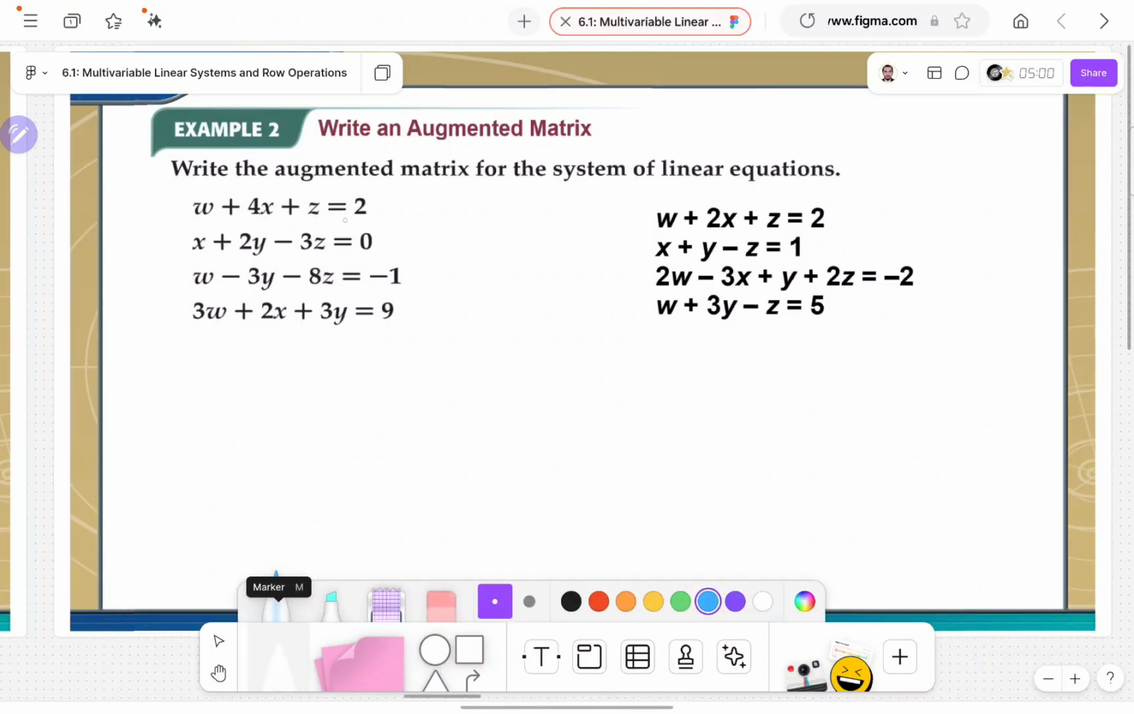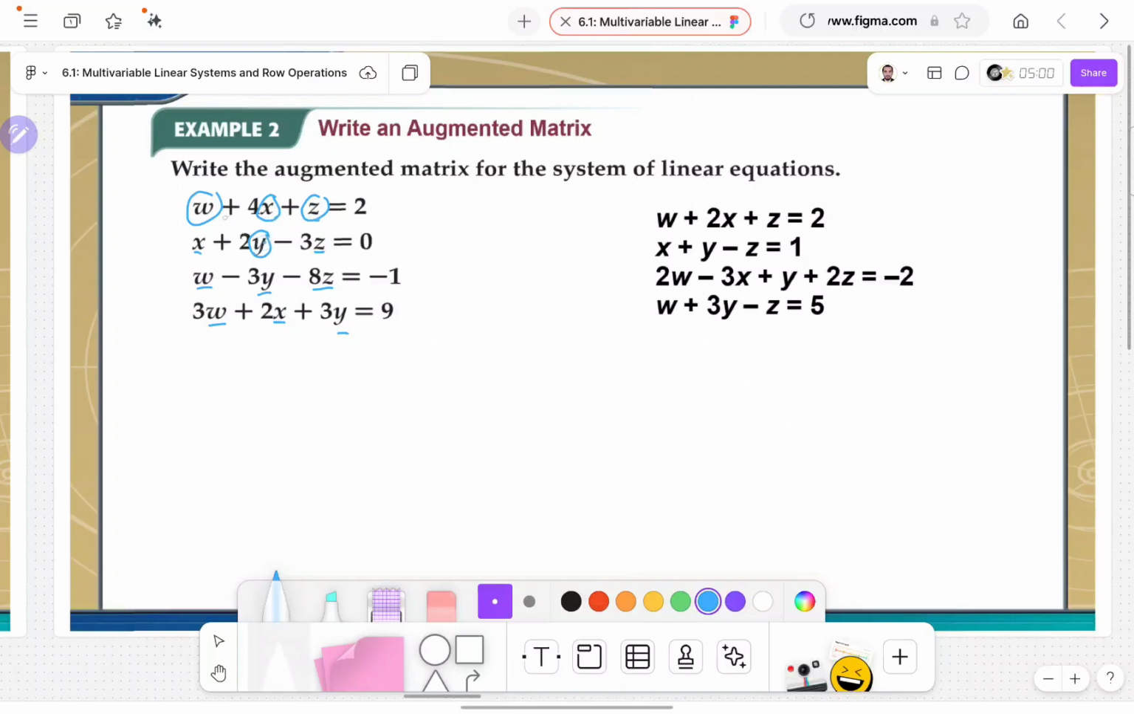So for example, look, first step that you need to do is to count how many variables are in the example. How many variables? Here I have w, I have x, I have z. Then x is repeated, I have y. Then z repeated, w repeated. So all of these are repeated.